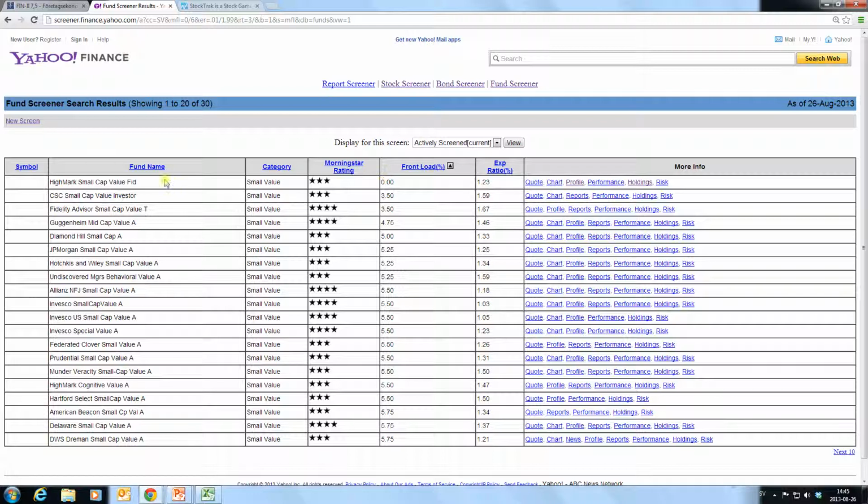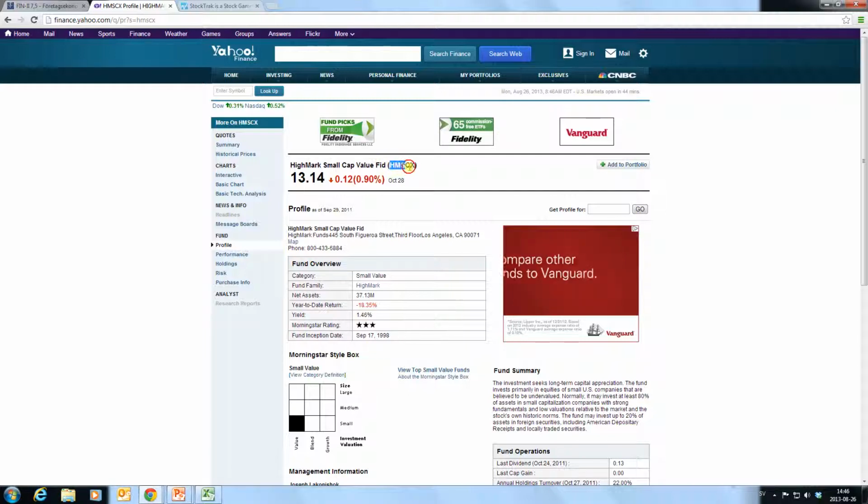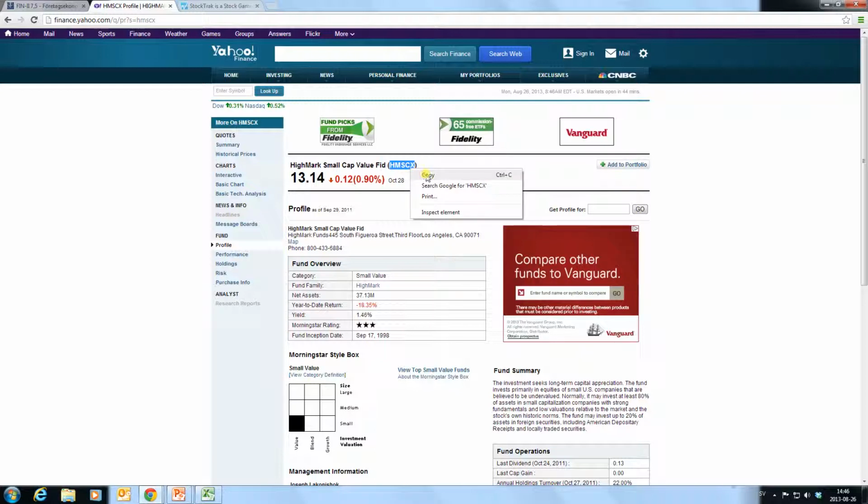Okay, so when you trade in StockTrack, you need symbols, and as you can see here, you can't find a symbol over here, but there is another way to find it. So if I would like to know something more about this fund, I could click on the profile, and then I get here in the parentheses the symbol. So this is actually the symbol of the fund. So I click this, right click, and choose copy.